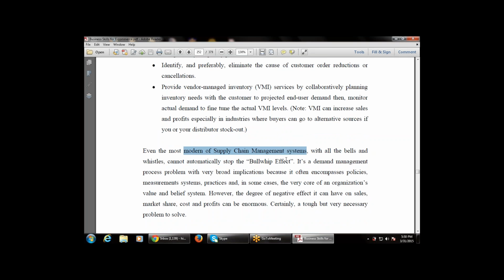Even the most modern of supply chain systems with all the bells and whistles cannot automatically stop the bullwhip effect. So this is an effect that has to be taken care of in supply chain management. There are no modern supply chain management systems that will overcome these effects. It's a demand management process problem with very broad implications, because it often encompasses policies, measurement systems, practices, and in some cases the very core of organization values and belief systems, and its degree of negative impact on sales, market share, cost, and profits can be enormous.